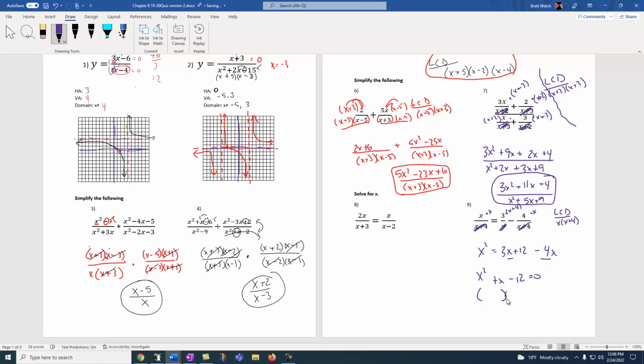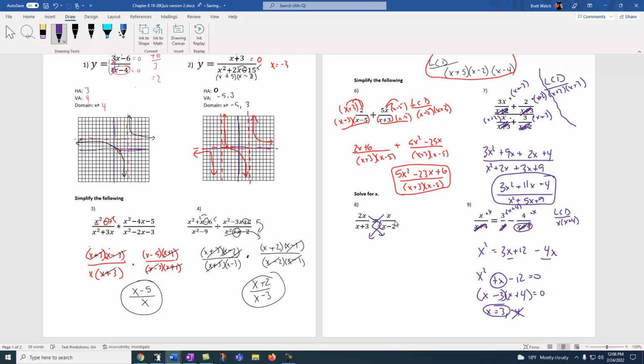If I factor this, I get x and x. The 12 splits as 4 and 3 because I want a difference of 1 here in the middle. That gives me a plus 4 and a minus 3, meaning that my answers would be 3 and negative 4. But I have to confirm that they don't make the denominator equal 0. Because the original denominator had an x plus 4 in it, the negative 4 needs to be rejected, and only the 3 is kept. Over here, we have a straightforward cross multiplication problem.